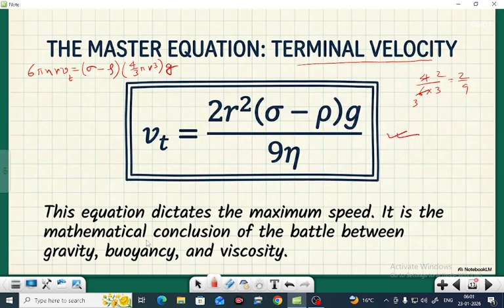So what you get, this equation dictates the maximum speed. It is the mathematical conclusion of the battle between gravity, buoyancy and viscosity. So this is the final result that we are getting, the terminal velocity Vt equal to 2r²(σ − ρ)g divided by 9η. This equation dictates the maximum speed, the mathematical conclusion of the battle between gravity, buoyancy and viscosity.